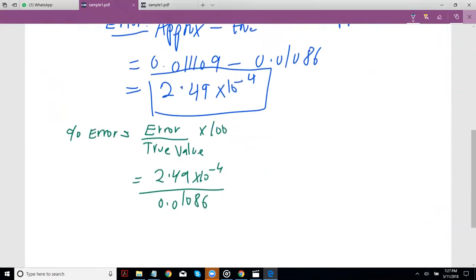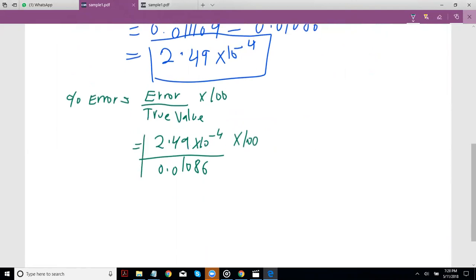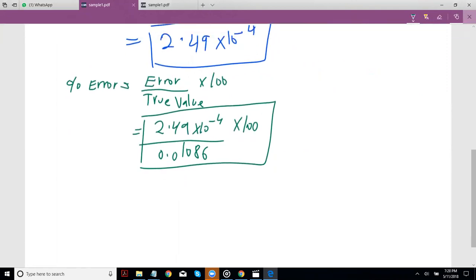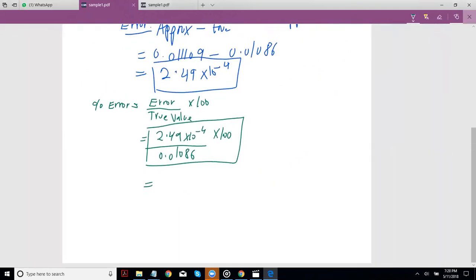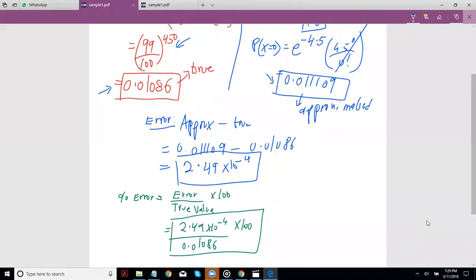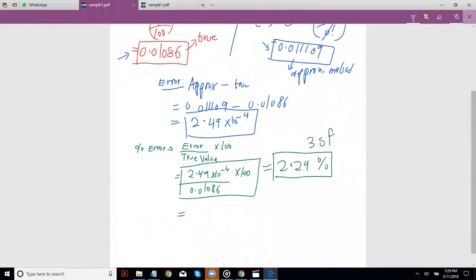And hopefully now you will appreciate why I asked you to keep these values inside your calculator, or to calculate them again. Don't use rounded off figures, because if you do so, you will be using rounded off figures twice, which will lead to error within your own answer, in fact. So let me calculate this, and you'd get 2.29%. Your final answer, so you will give this to three significant figures. Yeah, and that's it.